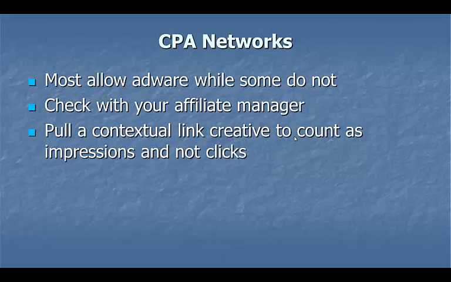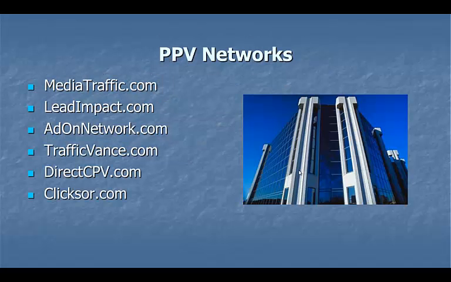So the best thing to do, before you send any sort of adware traffic to a CPA offer, is to check with your affiliate manager if that's okay. If you go through the description of the CPA offer on the network and you don't see any information about whether you're allowed to send PPV or contextual traffic to that offer, always check with your affiliate manager, because once they give you the go-ahead, then at least you got that as proof that you were given the go-ahead to use pay-per-view traffic. Okay, and like I mentioned before on the previous slide, always pull a contextual link creative to count your pop-up traffic as impressions rather than clicks on the networks.